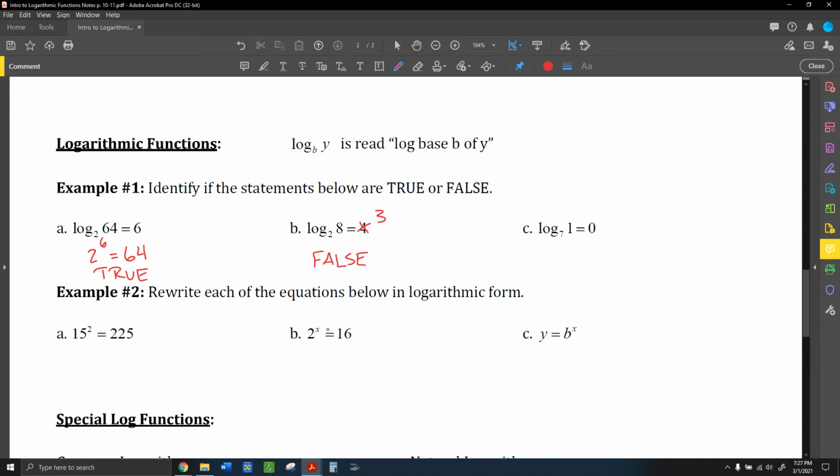Lastly, log base 7 of 1 equals 0. Well, what power do we raise 7 to get to 1? That answer is 0. Anything to the 0 power is 1, so this is true.